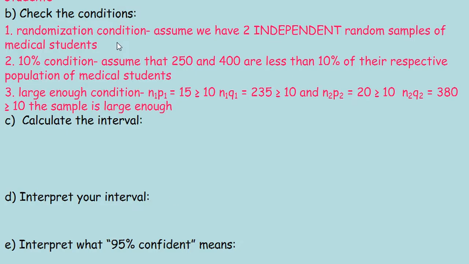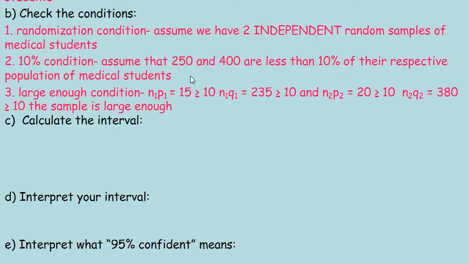Randomization. The problem says we have, I put assume, but I'm pretty sure the problem said we have 2 independent random samples of the medical students. So we have 2 independent random samples of medical students. Let's assume that the sample sizes, so the 250 that were the African American and then the 400 that were Hispanic, are less than 10% of their respective populations. I think that's what I wrote.